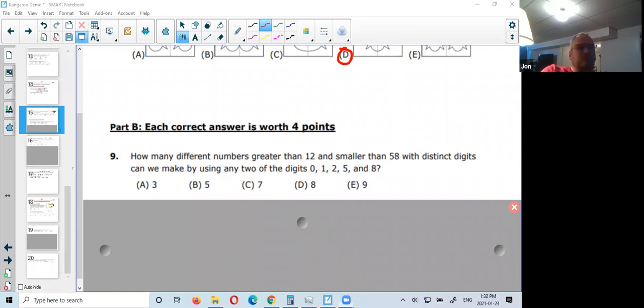Someone says it's D. It might be D, right? I mean, some people might not even understand what this question is. How many different numbers greater than 12, smaller than 58? Distinct digits means they have to be different. So they have to be greater than 12.